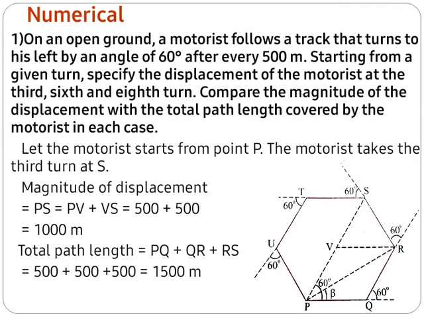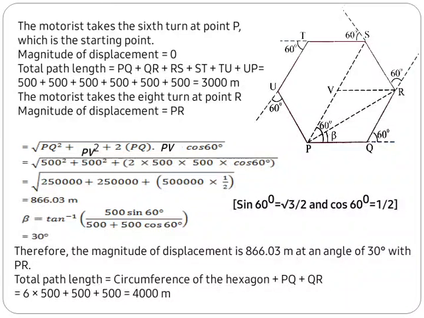The motorist takes the sixth turn at the point P, which is the starting point. So, the magnitude of displacement will be equal to 0, as the initial point is in coincidence with the finishing point. Then the total path length will be equal to PQ plus QR plus RS plus ST plus TU plus UP, which is equal to 3000 meters.